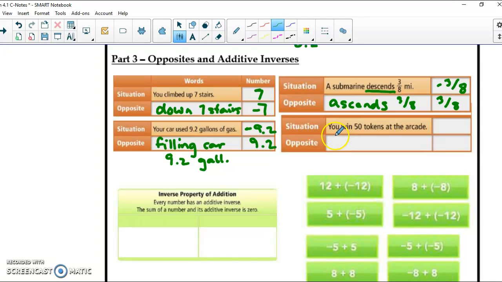In our last situation, you win 50 tokens at the arcade. Well, that's plus 50. I've got 50 new tokens. The opposite would be spend 50 tokens. If I spend them, they're gone, they go away, they're used up, I don't have them anymore. So that would be a negative 50.